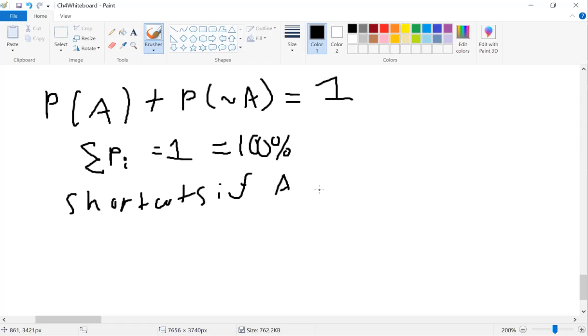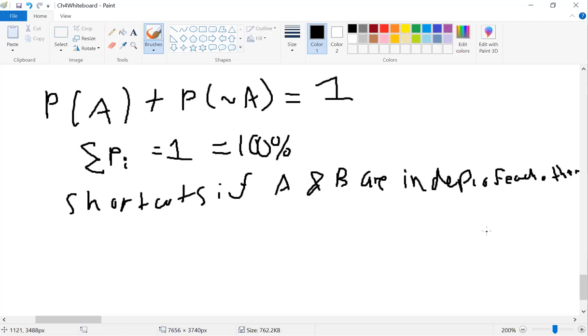If A and B, notice I'm using the "and" as an ampersand, so I'm clearly distinguishing this from the probability "and". So if A and B are independent of each other, I'm going to give you a couple of shortcuts. If they're independent, here's our first shortcut. Shortcut number one, the probability of A and B is equal to P of A times P of B.